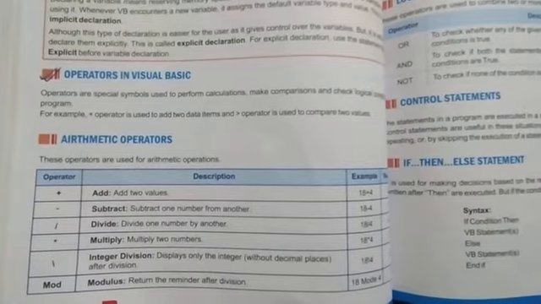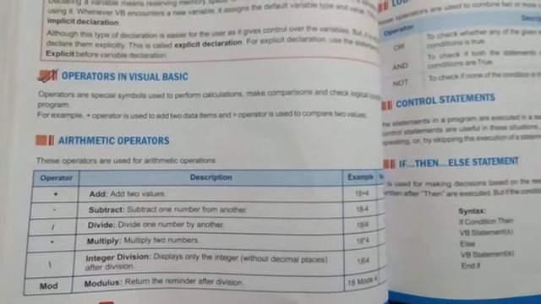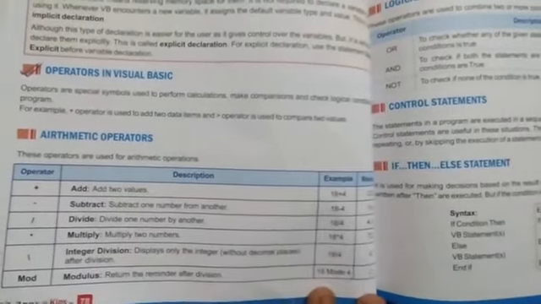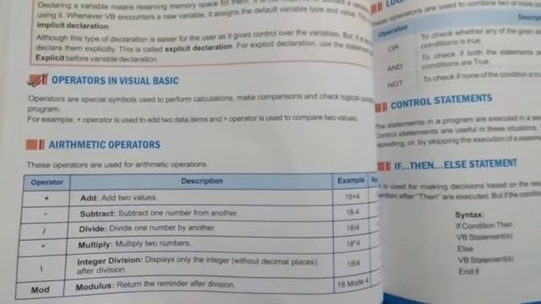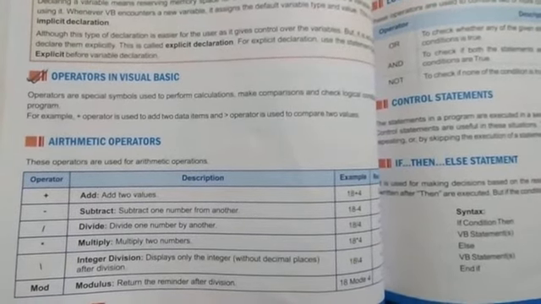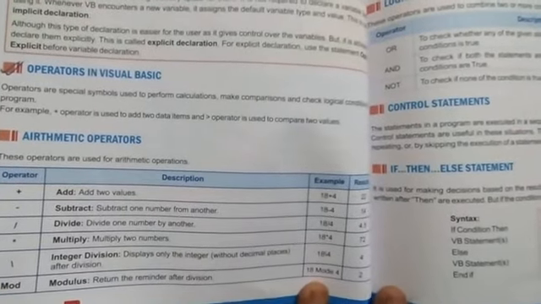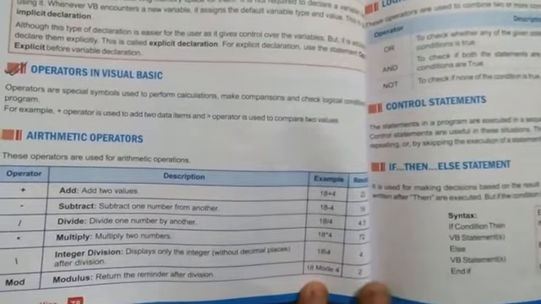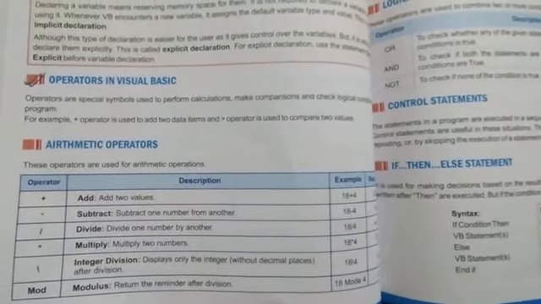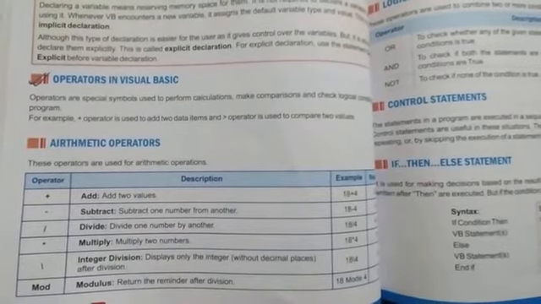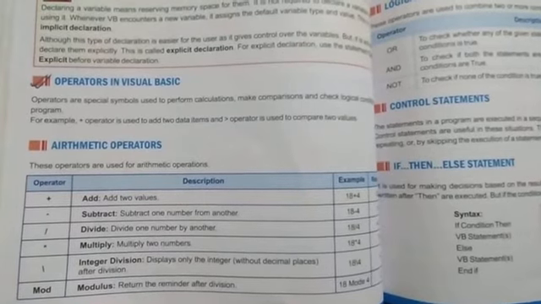Integer division displays only the integer, without decimal places, after division. So what do we understand? Yes, integer division means there is no floating point number. It will display only the integer after division. Suppose 18 is divided by 4. The result will be 4, so there is no floating point value. It will display only the integer without decimal places.